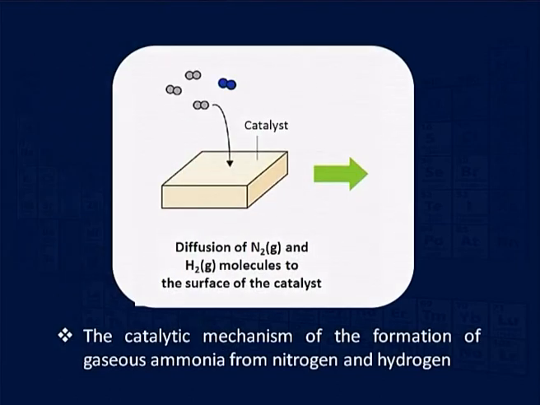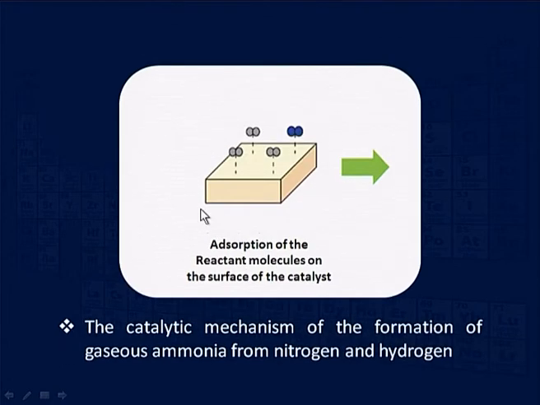So, this is how pictorially we can understand the whole process in detail. First, the diffusion of the gaseous nitrogen and hydrogen molecules to the surface of the catalyst will occur. Then in the next phase, there will be adsorption of the reactant molecules onto the surface of the catalyst. As I said, here there is a weak interaction between the gaseous reactant molecules and the iron surface, and because of this adsorption, the bond between them gets weakened and a new bond between the product molecules will be formed.